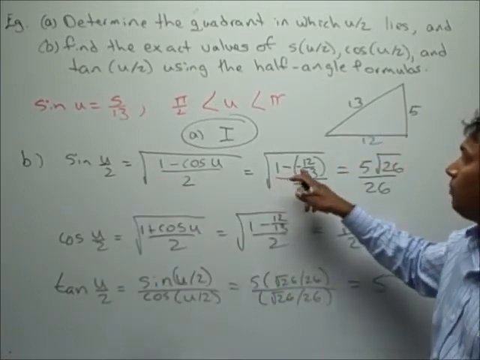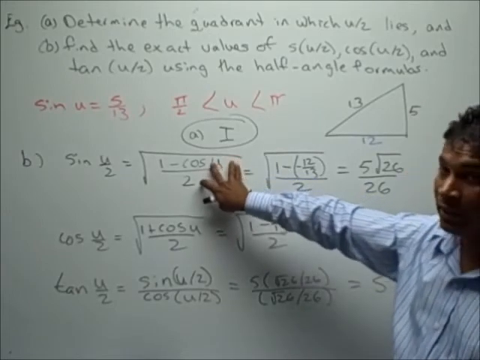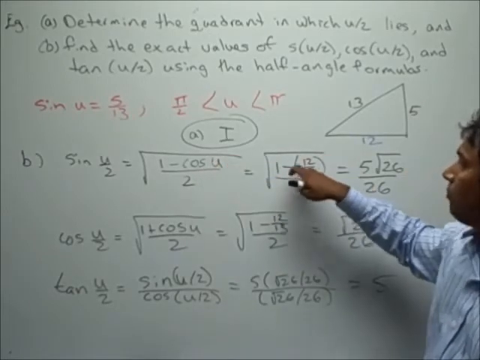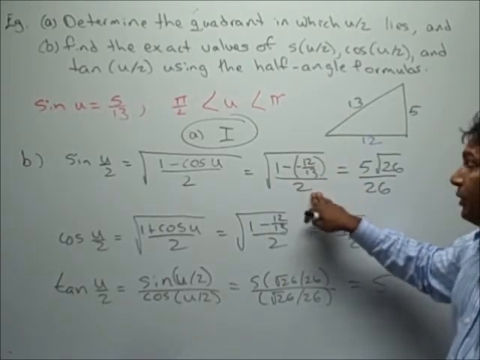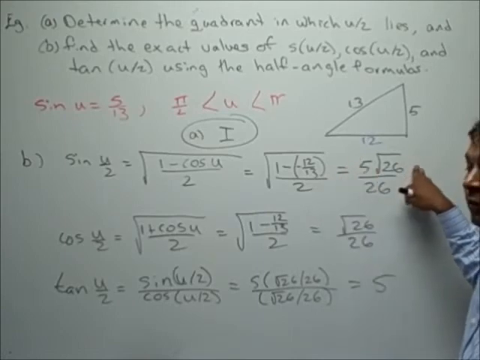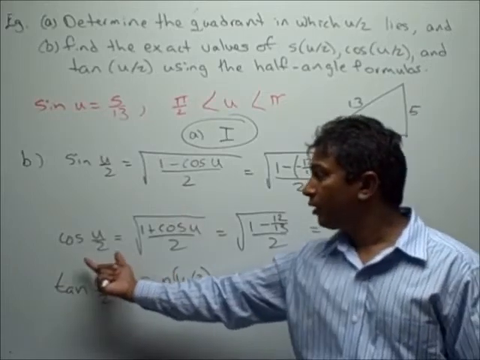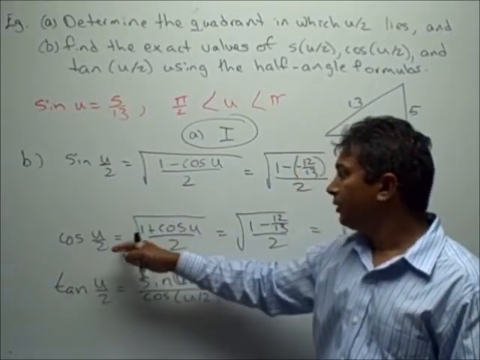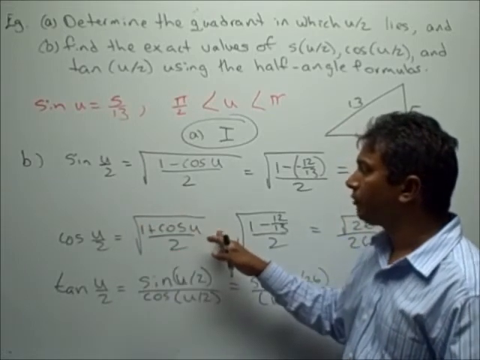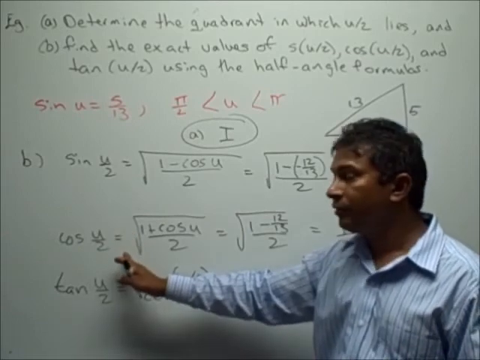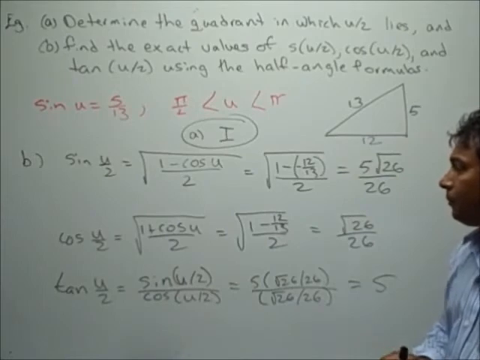So this becomes 1 minus cosine of u, and u is in our second quadrant, so cosine is negative. So it's 1 minus negative 12 over 13, all over 2. When we simplify this, we get 5 square root of 26 all over 26. To find the cosine of u over 2, this is equal to the square root of 1 plus cosine u, all over 2. Once again, this is a positive answer because u over 2 is in the first quadrant.